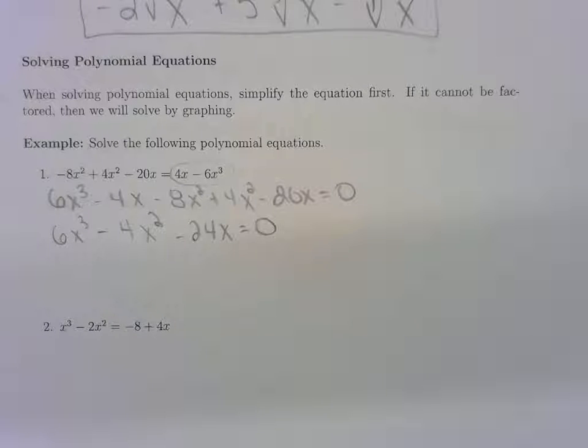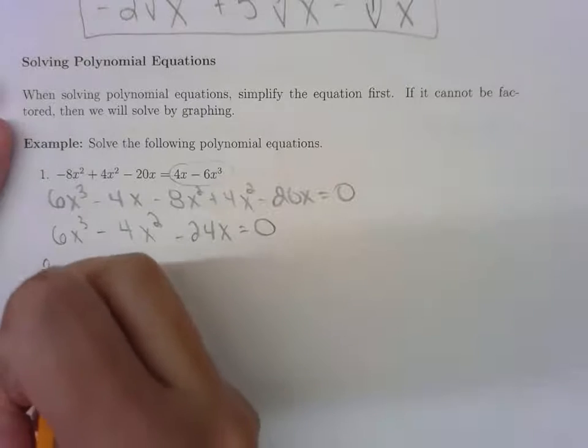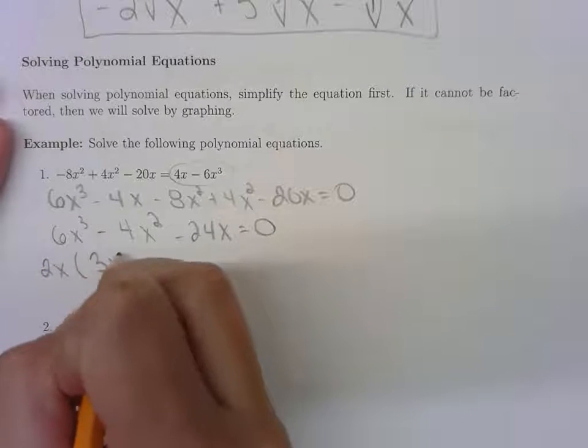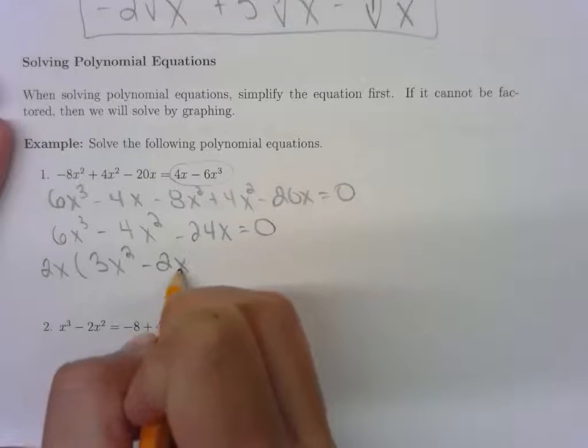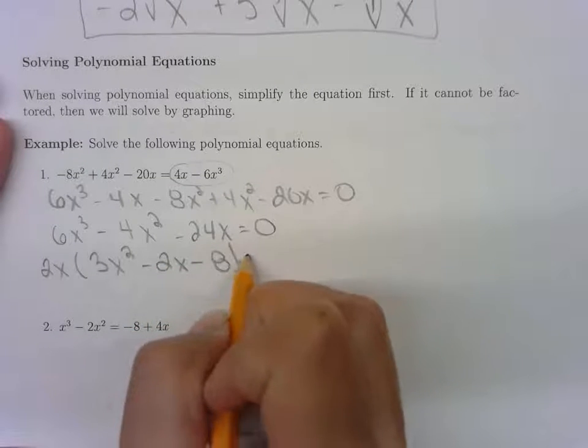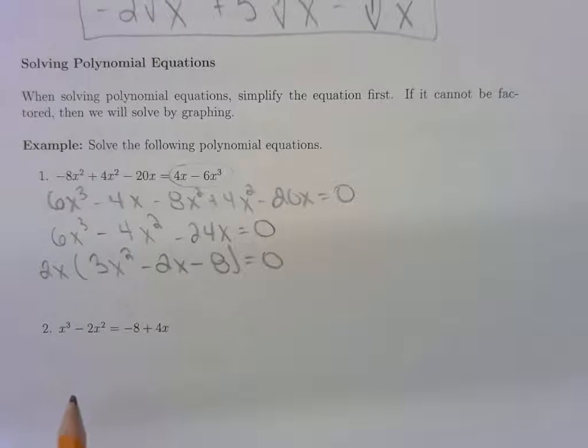Okay, so now I'm going to see if I can factor this. Looks like I can take a 2x out. So this is 3x squared minus 2x minus 8 equals 0. Let me just look and see if this is quadratic now, if we can factor that, which I don't, no, that one does not factor. Okay, so this is one that we're going to have to plug into our calculator.